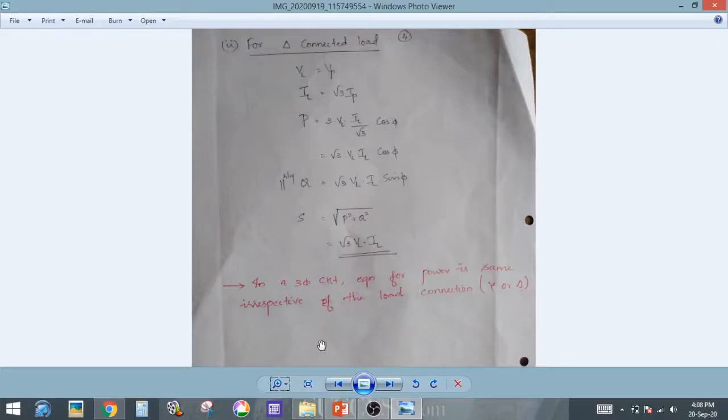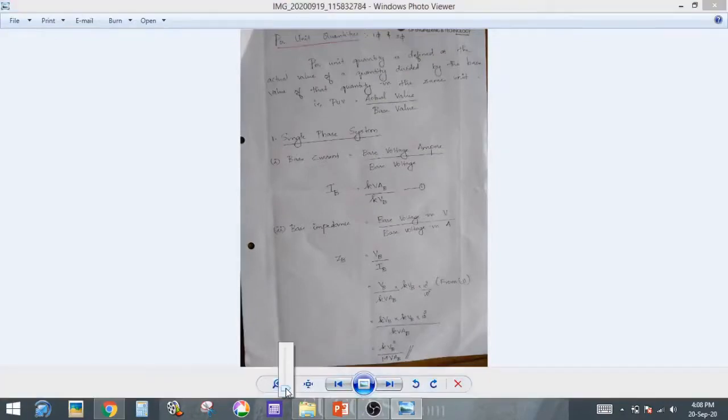So in a 3-phase circuit, the equation for power is the same irrespective of the load connection. Whether it is star or delta connection, the values of power will be the same. Values means the expression of power will be the same.